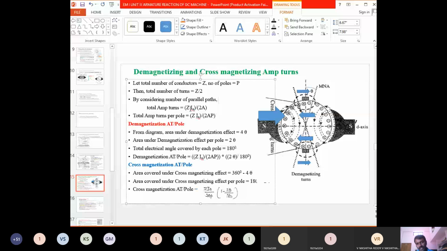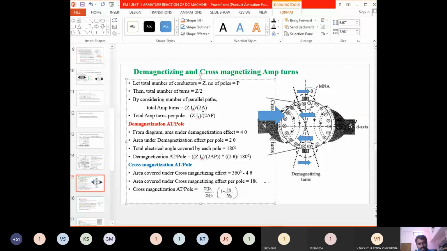For wave winding we have two paths, and for lap winding there are P paths. For generalizing, I'm concluding that A parallel paths are there. If 100 amperes of current is there and there are 4 paths, then 100 by 4 equals 25. In the same manner I'm writing here Ia by A. The same example I have explained in the previous unit also.